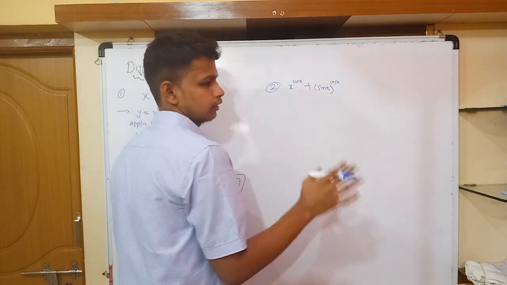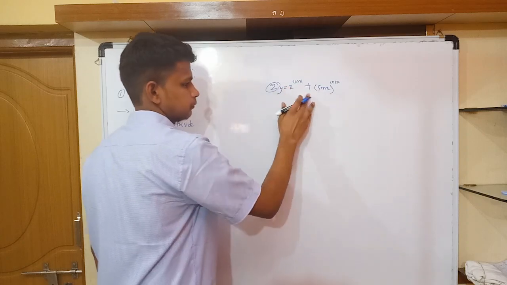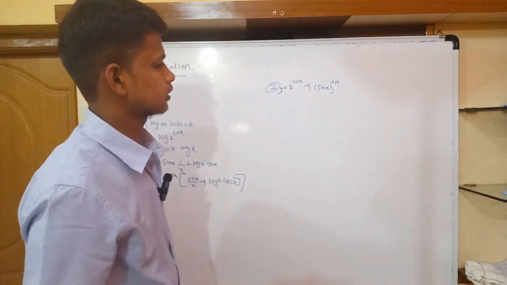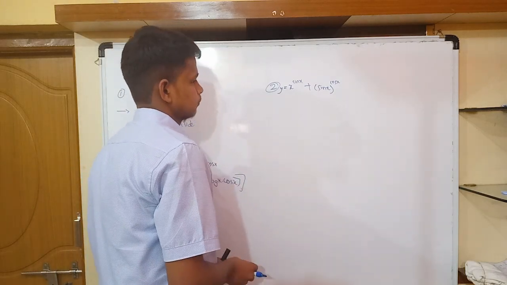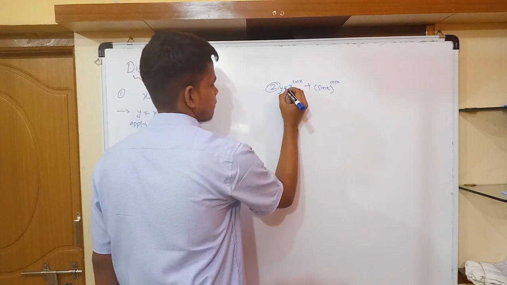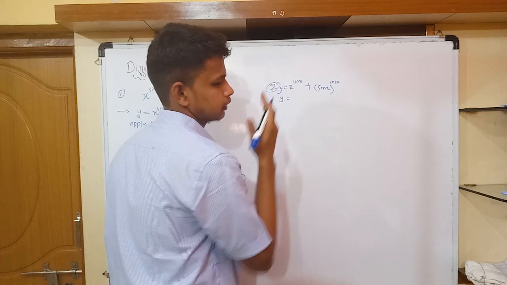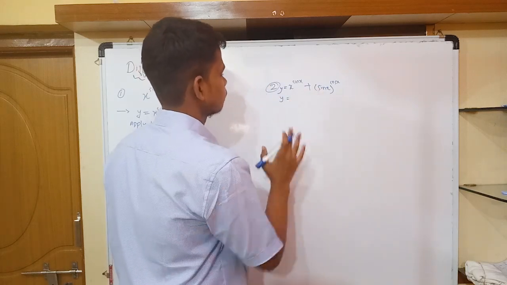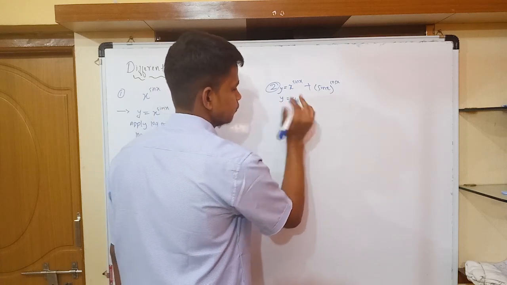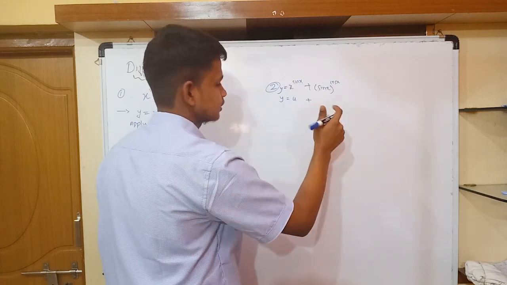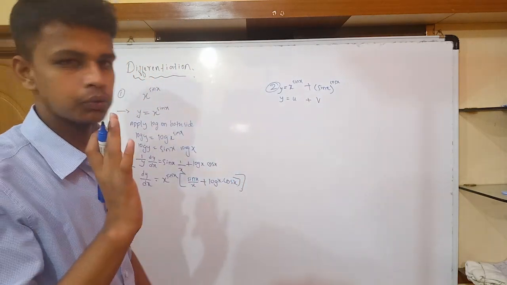Here they have not given any indication for this, so we have to apply y equal to x raised to sin x plus sin x raised to cos x. So here you know that this is y. We have to find the derivative separately for each function. You can consider x raised to sin x as u, and sin x raised to cos x as v. Now I have considered y equal to u plus v.